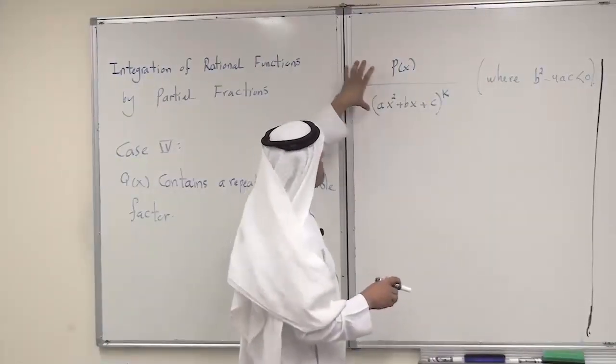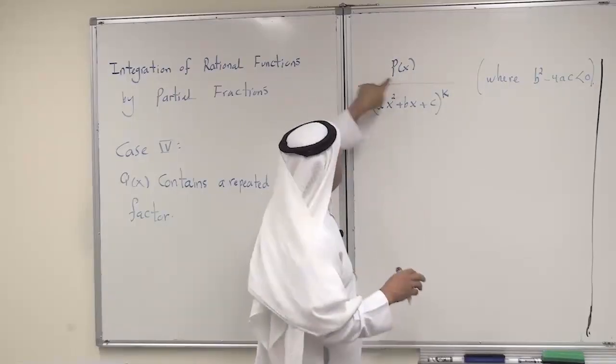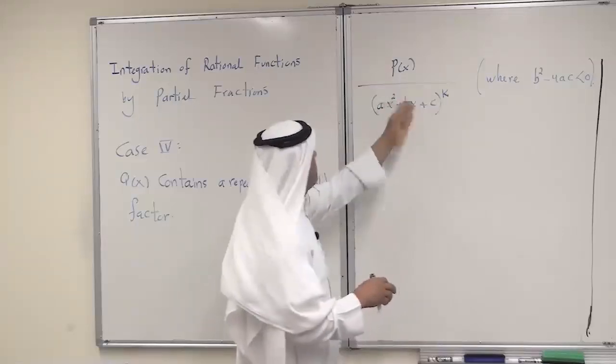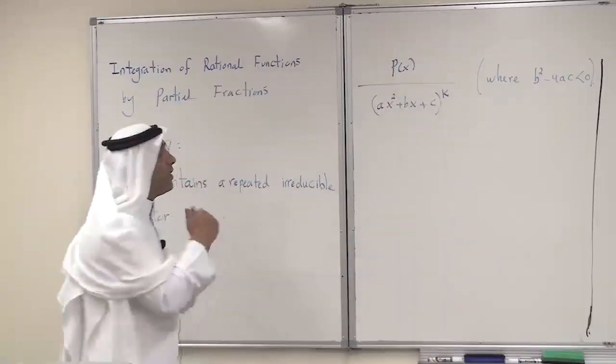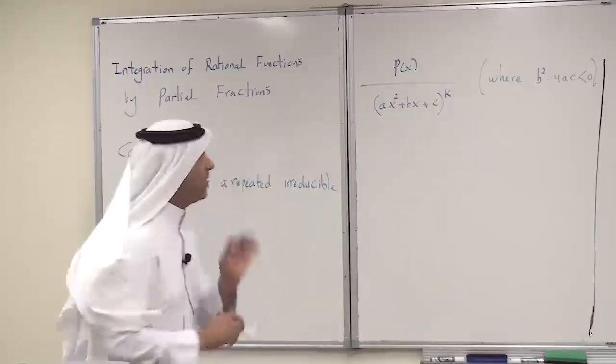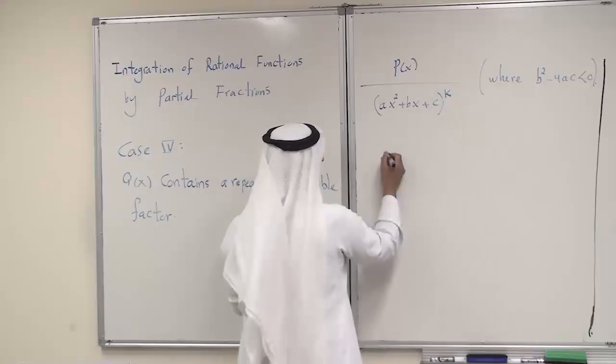We have the rational function to be p of x over this. For sure, we are making the test that the degree of p of x is less than k in this case, or less than 2k. So the degree of the numerator is less than the degree of the denominator. This is always our assumption. Now, what is the form of the partial fraction if we have such a shape we have here?